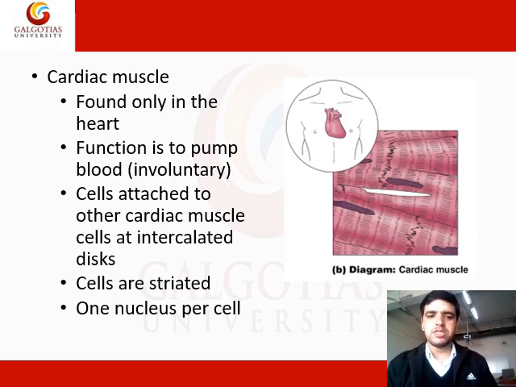Next type of muscle tissue is the cardiac muscle. It is found only in the heart. As the name suggests, it is related to the heart itself. Its function is to pump blood. That is, it is an involuntary function. We cannot control the movement of the heart muscles. Cells attach to the other cardiac muscle cells at intercalated discs. Cells are striated and contain a single nucleus per cell.